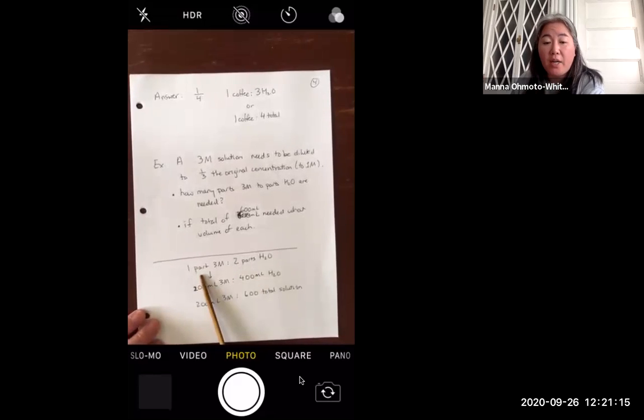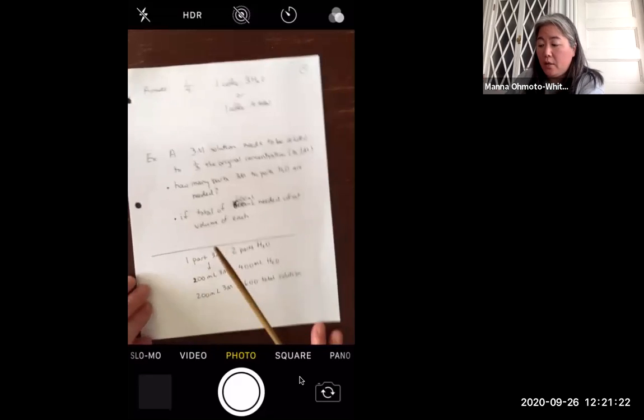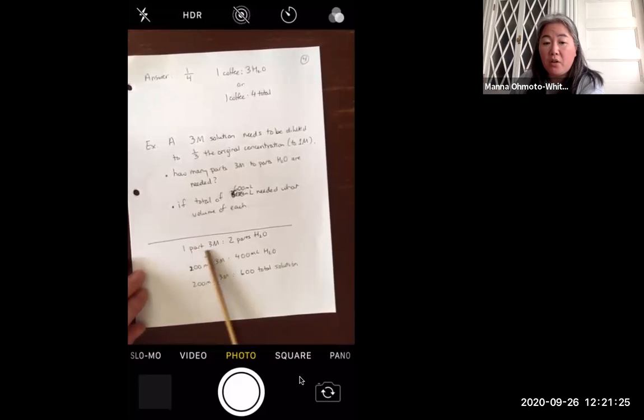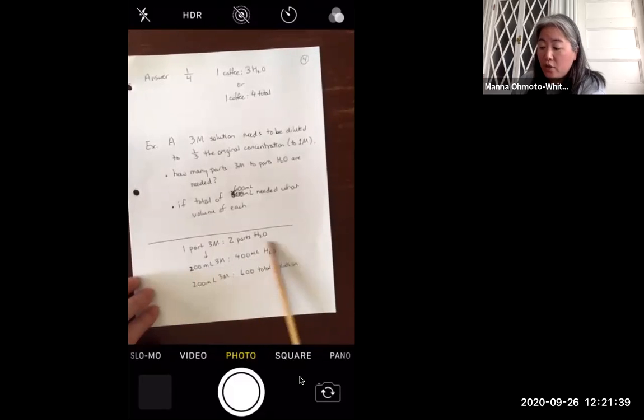So 1 part of my 3 molar solution, what I'm trying to dilute, that's like the coffee, to 2 parts of water. Or another way of thinking about it is 1 part of my 3 molar solution to a total of 3 parts of water and 3 molar. I keep that ratio for a total solution of 600, right? So I want to keep a 1 to 2 ratio, and the total volume has to equal 600. So each part will have to have 200 milliliters. So 200 milliliters of my 3 molar solution to 400 milliliters of water.